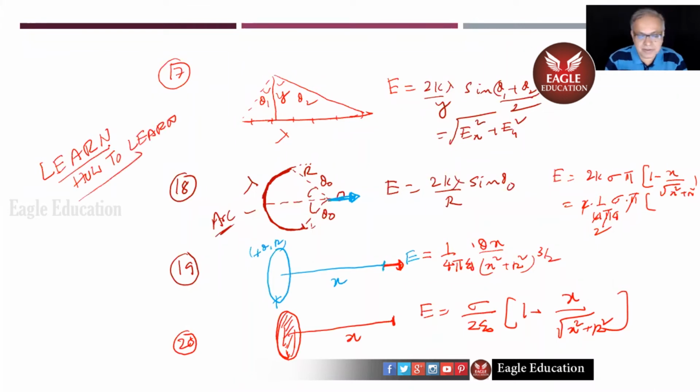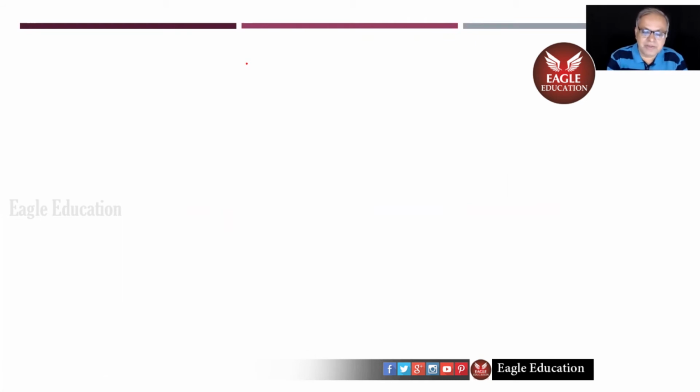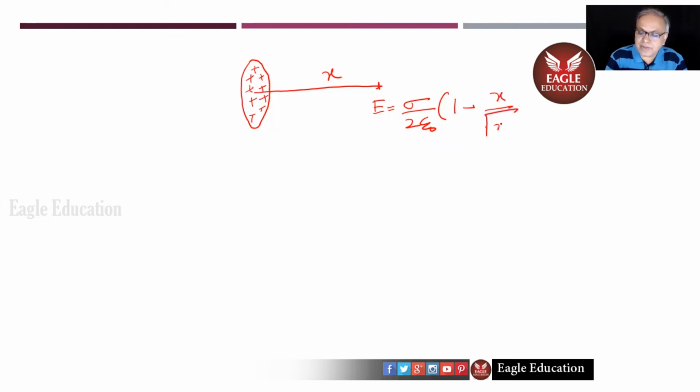This is important. Now, I'll just take this equation and explain it further. So you have a charged disk like this. We were writing the formula at a distance x as E equals sigma by 2 epsilon 0 into 1 minus x by root of x square plus r square. If you're really serious, just talk to me while I'm doing it.